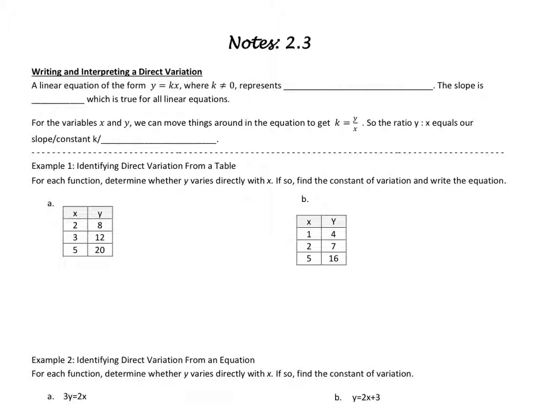2.3, we talk about direct variation. Direct variation is a relationship between x and y, where if one changes, the other one changes. Not necessarily equally, but it changes with it. In a linear equation, when it has the form y equals kx, that's important. That's what we're basing everything today off of. Y equals k times x, where k is any number except 0, that represents direct variation.